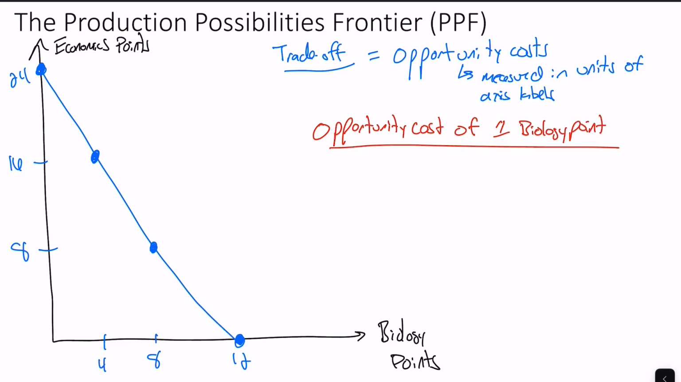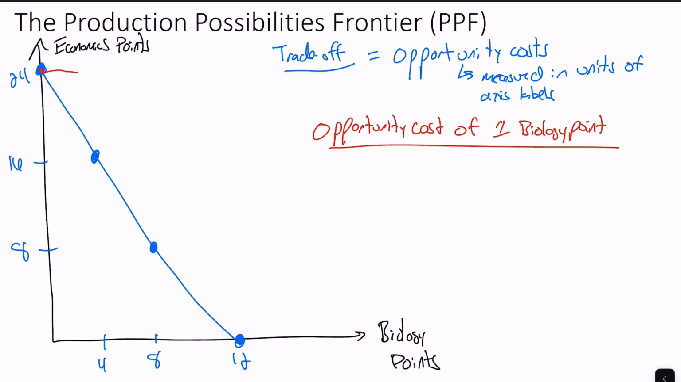Now, remember the opportunity cost is the value of the next best alternative. So the opportunity cost of biology points will be in terms of units of how many economics points we need to give up to get one more biology point. So let's start from this point up there. We're all the way to the extreme where we're spending all of our time on economics and we get no extra biology points, we get 0.